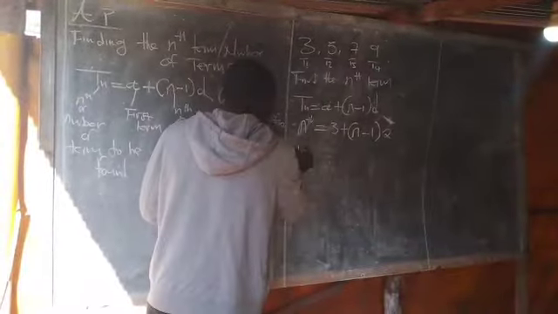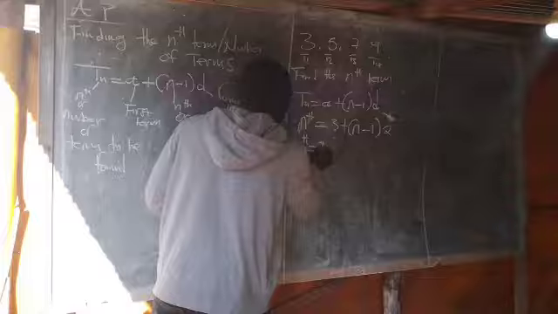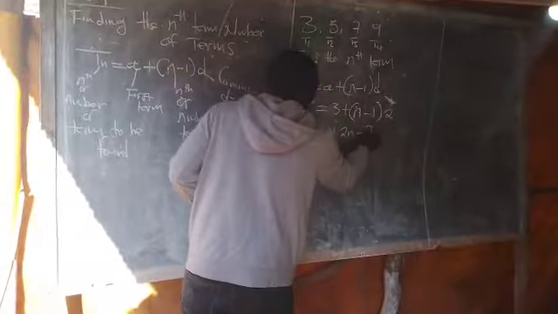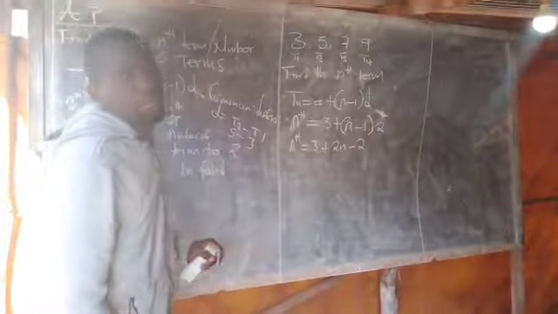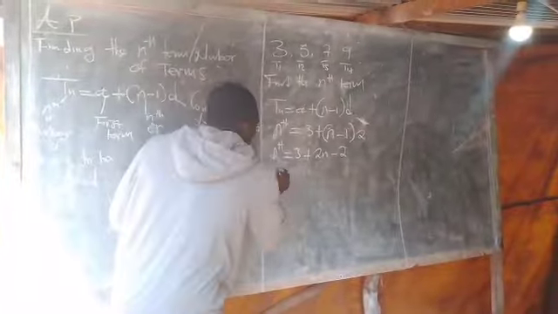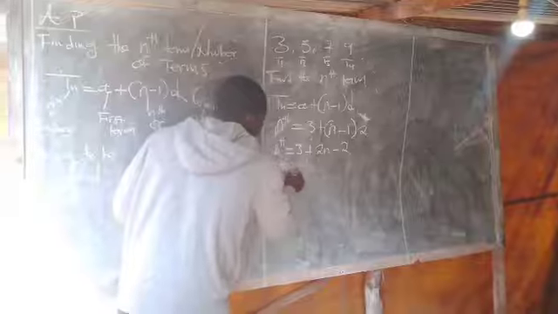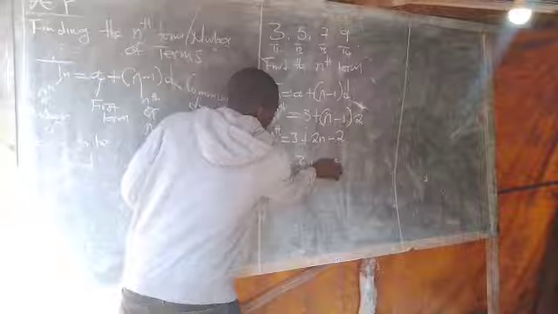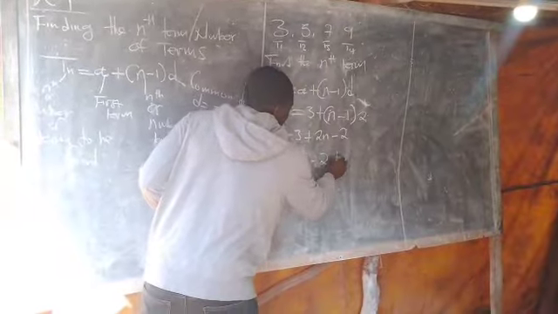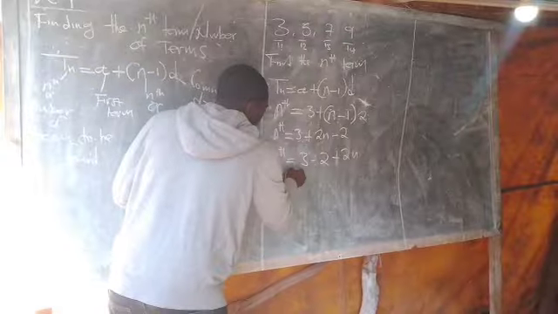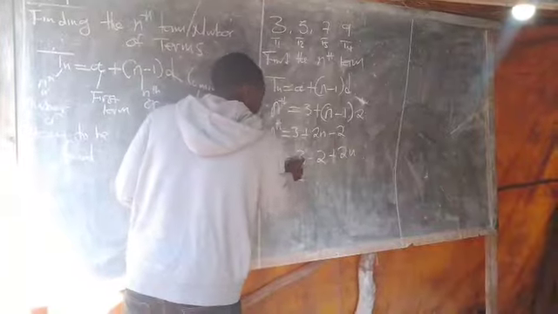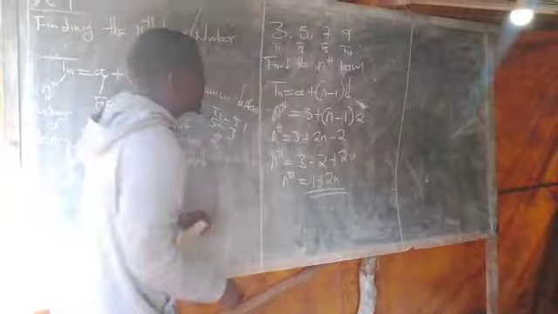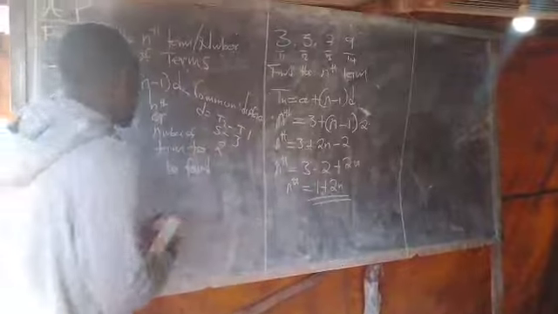In this case the nth term equals 3 plus 2 times n, that is 2n, 2 times negative 1, that's negative 2. From there, you group the like terms together. So the nth term equals 3 minus 2 plus 2n, which gives you 1 plus 2n. That becomes the formula for the nth term.